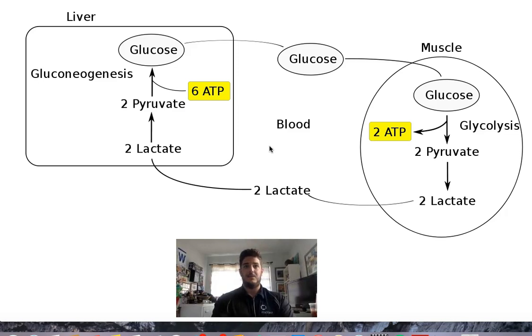The contracting muscles produce lactate instead of pyruvate, which would otherwise proceed to acetyl coenzyme A in the citric acid cycle, which we went over in our first presentation. The lactate is supplied to the liver, so it's transported here. In the liver, gluconeogenesis converts lactate to pyruvate and glucose, forming that pathway.